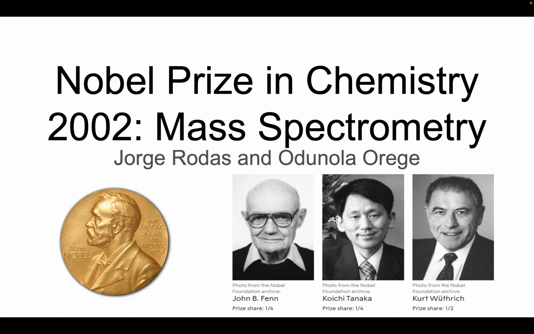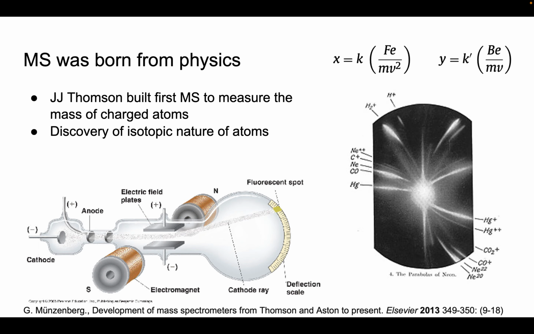Dr. Withridge won the award for using nuclear magnetic resonance to elucidate the structure of proteins. But this presentation will focus on the work of Dr. Fenn and Dr. Tanaka. Dr. Fenn pioneered the use of electrospray ionization, or ESI, and Dr. Tanaka used soft laser desorption to ionize molecules for mass spec applications. We will start with the origins of mass spec.